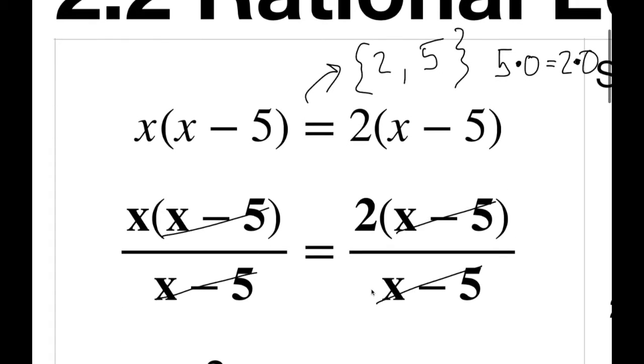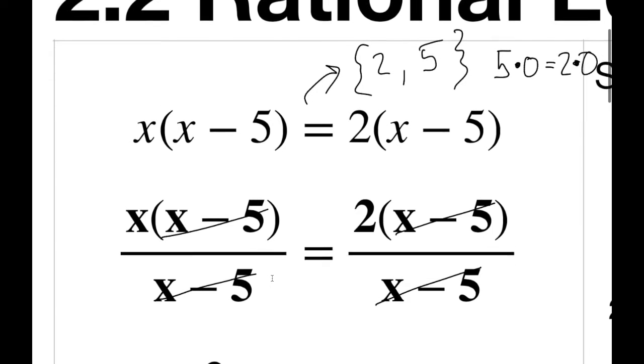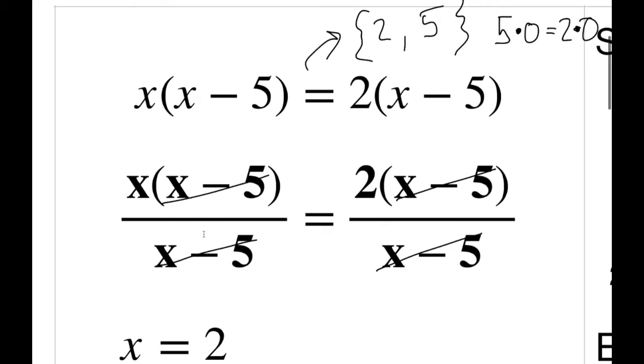So one thing I'm going to do to both sides, I'm going to divide both sides by x minus 5. I mean, you can divide both sides by a number like 3. You can divide both sides by a number like 6 or 10 or negative 1. Why don't we just divide both sides by x minus 5 and see what happens? So this is kind of the key step that I'm going to want to come back to. But you can do this.